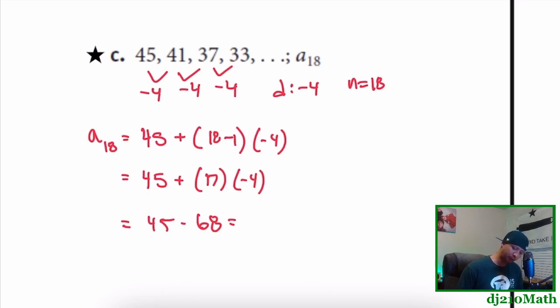$68 minus 45 would be 23. So it would be negative 23, right? Negative 23. All right, no calculator.